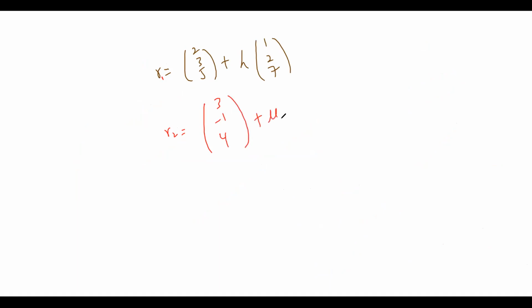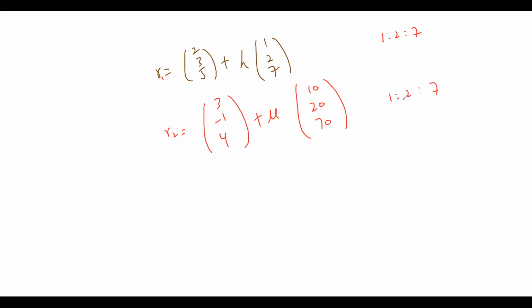For example, you have a line which is R equals (2, 3, 5) plus lambda times (1, 2, 7). Okay. And then there is another line whose equation is, let me take it as R1. Now R2 is (3, -1, 4) plus mu times (10, 20, 70). You can see that the direction ratios here are 1 ratio 2 ratio 7. And here, if you simplify them, they are also 1 ratio 2 ratio 7.